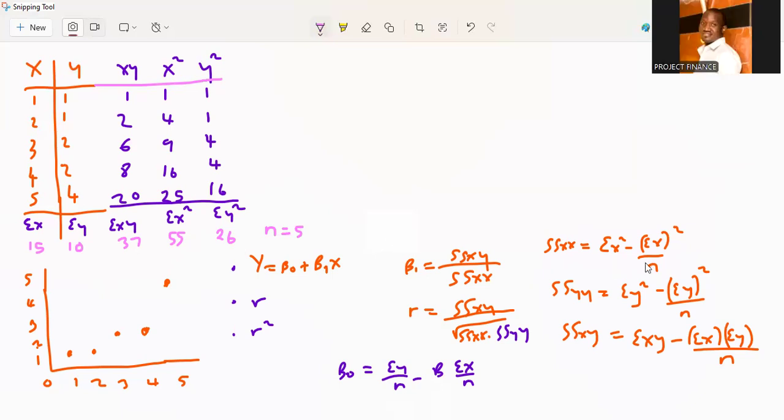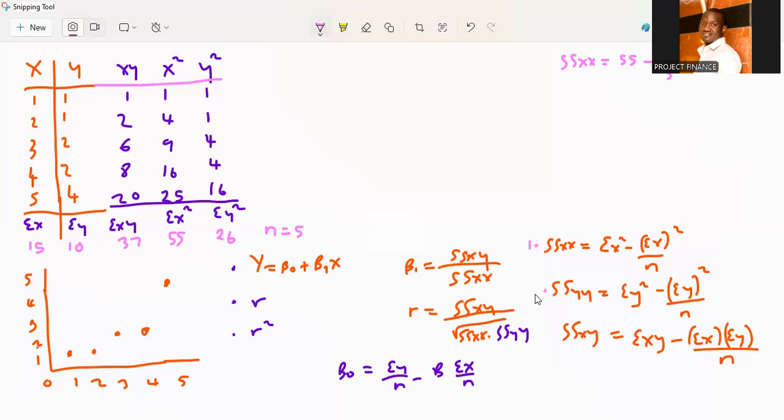Now, let's estimate summation of xx using these parameters here. So xx, the sum of squares. What's the formula? Summation of x squared, which was 55, minus summation of x to the power 2, which is 15 squared, over n. Our n is 5. So 55 minus 45 is what? 10. It's according to formula 1.